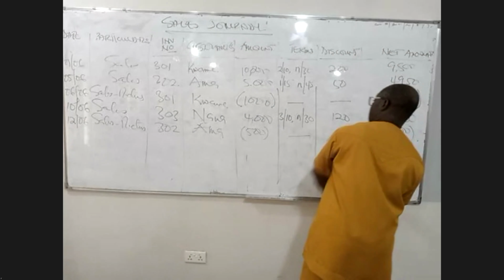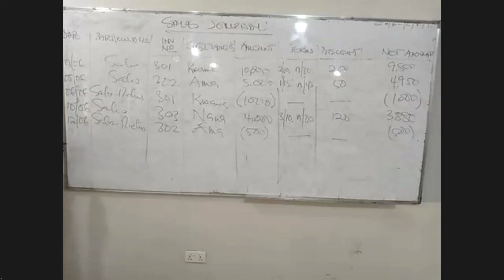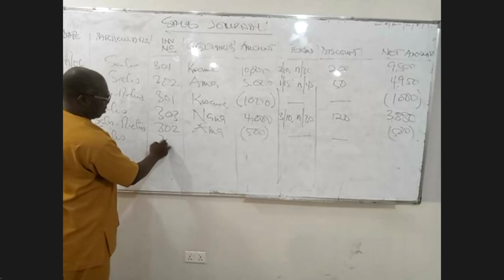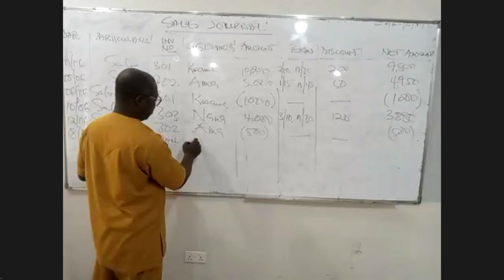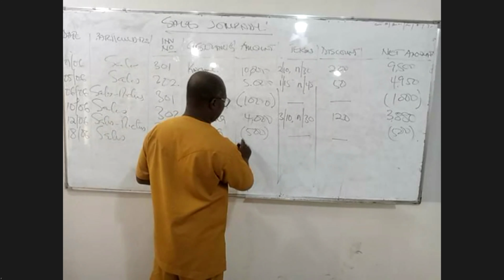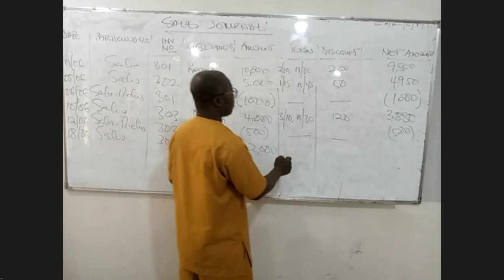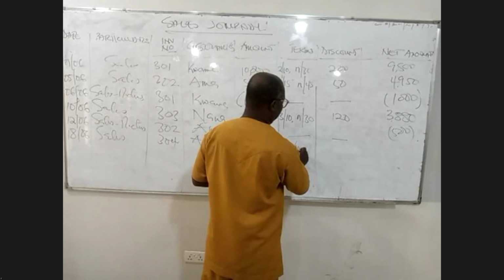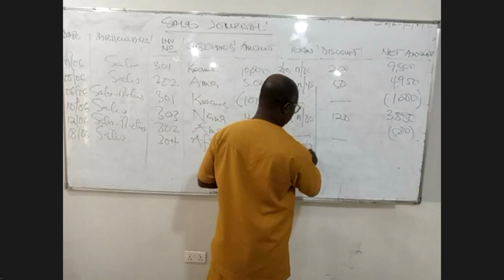Hello. Are we together? Please, fast. 18th. Is it 18th? 304. 12,000. 2/10, N/30. What will be the discount? What will be the discount? 240.